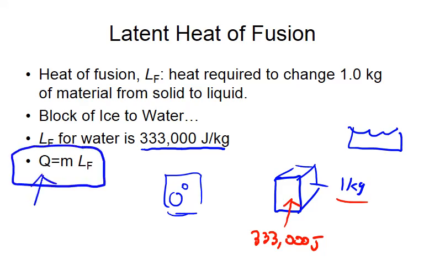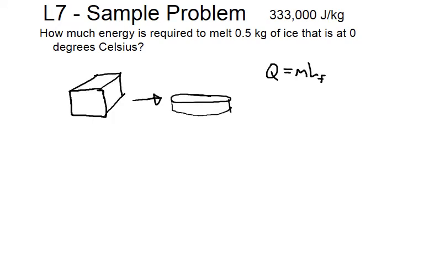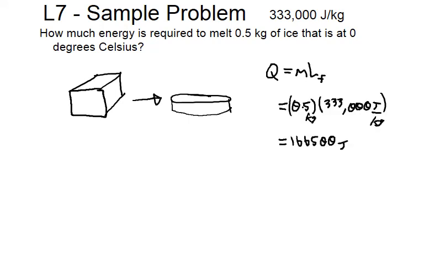If we have a different amount of mass, we can use the same latent heat of fusion value here. So let's go ahead and try that here with L7. You can pause the clip and do this, and then when you're ready to check, you can hit play to continue. All right, so in this case, we only have half a kilogram of ice. We have the latent heat of fusion. You should get 166,500 joules as the energy required to melt the ice.